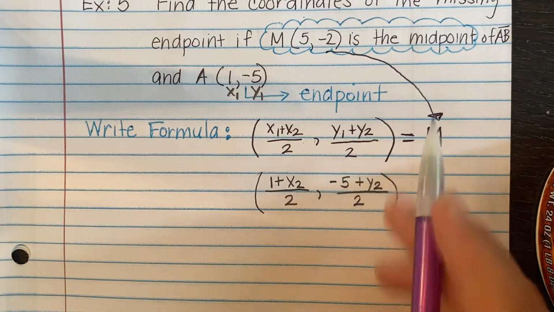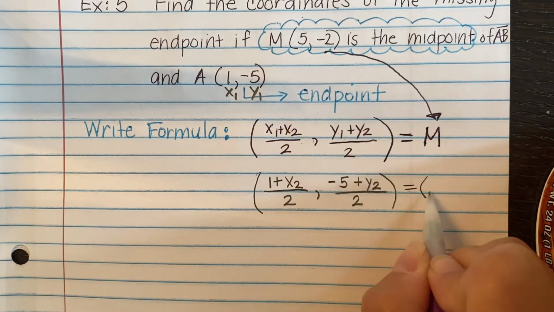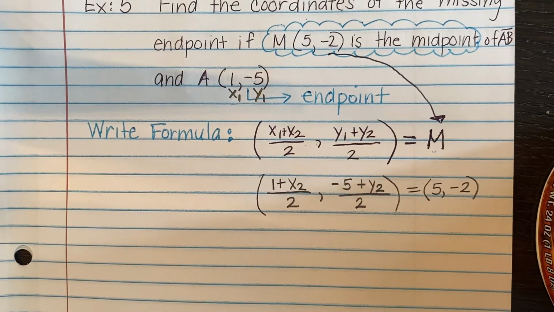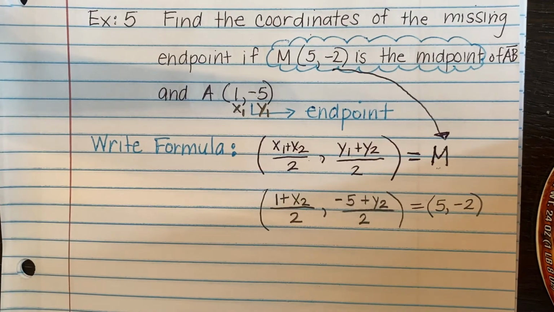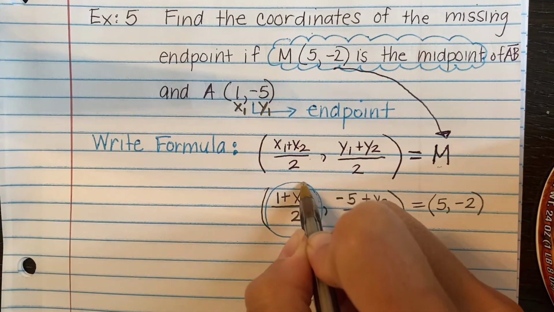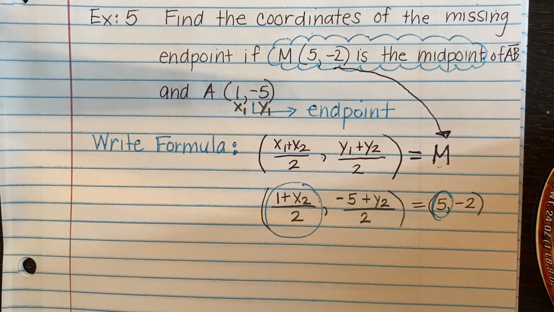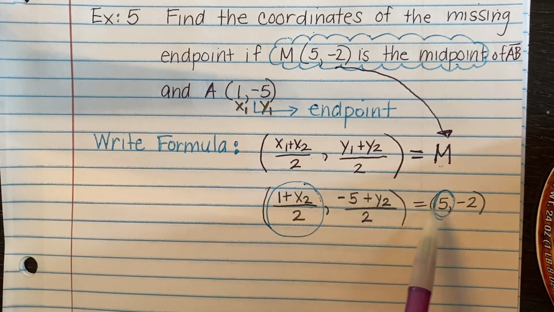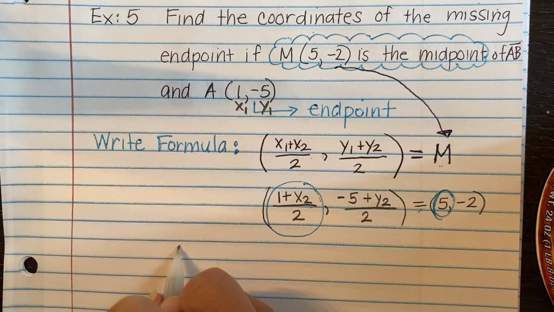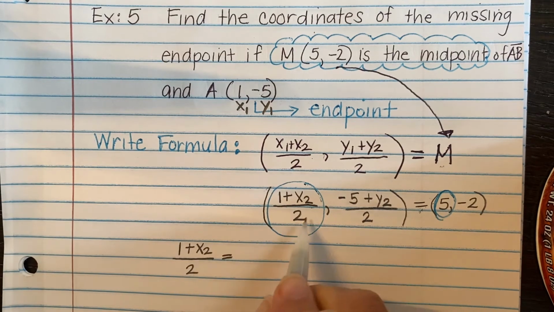Now, equals the midpoint. Well, we know the coordinates of the midpoint from our problem. So we are going to put 5, -2 in our spot for the midpoint. Now, like I did in class, I said we kind of want to separate things into x's and y's. So this first set here deals with x's. Over here after our equal sign, the 5 is our x value. So I want to set these two pieces equal to each other. So over here, I'm going to do a little bit of work. I'm going to do (1 plus x2) divided by 2 equals 5.